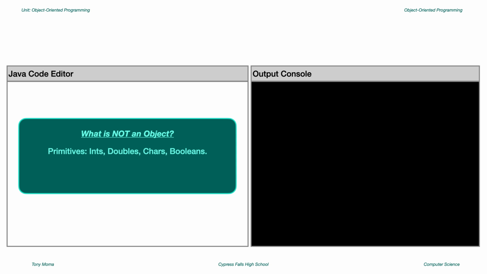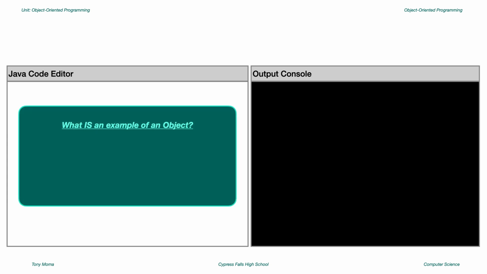Primitives are not objects. Ints, doubles, chars, booleans, these are all examples of primitives. These are not objects. These types contain data, but they do not contain methods. Just think about it for a second. Have you ever called a method on an int variable, or a double variable, or a char variable, or a boolean variable? Of course not. These variables contain data, and that's it.